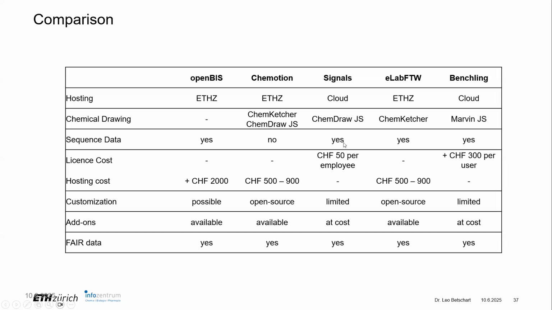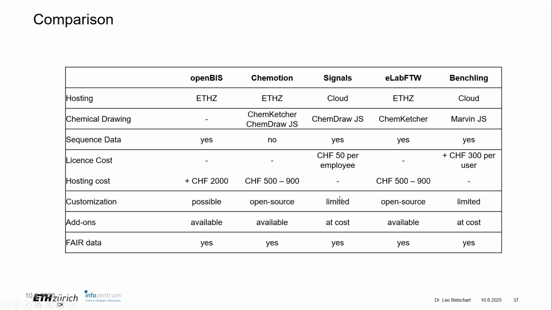Signals, we have a per person license. So if you're an employee, so doctoral student level, postdoc, and other kinds of staff, it's 50 francs per year. For the students, it's free. Benchling is a bit higher for an annual license, and you will need to pay that for every member of a research group that uses it. And you also see that for the other solutions, you have hosting costs that can be different. So the costs are really variable, but there is always some cost that you have to bear.